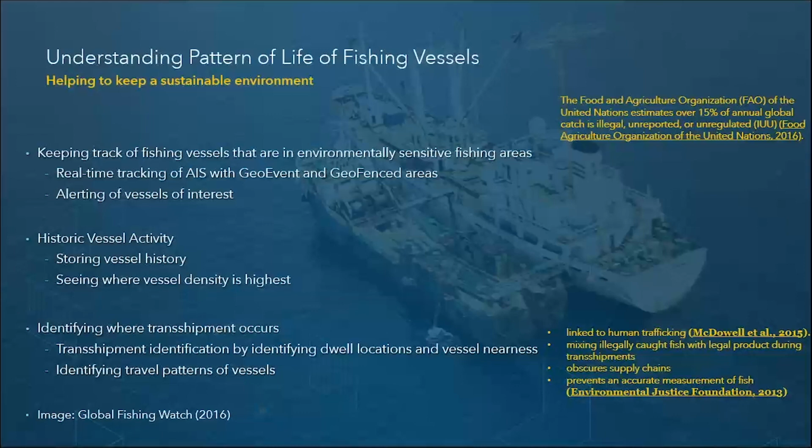So what we're going to do here is use GeoEvent to keep track of where the vessels are, and get some alerts when they're moving in and out of areas. We're going to start storing some of that vessel record so we can go back and see where they've been over time, seeing where vessel density is the highest, and then identifying where transshipping occurs through GeoAnalytics, whether vessels come very close to each other, and then identifying some patterns of life, which vessels are actually fishing versus transiting.